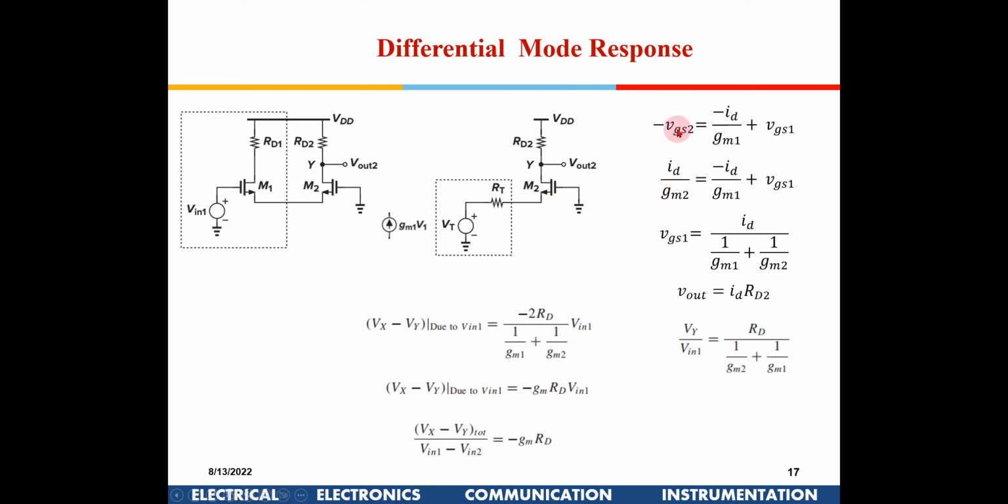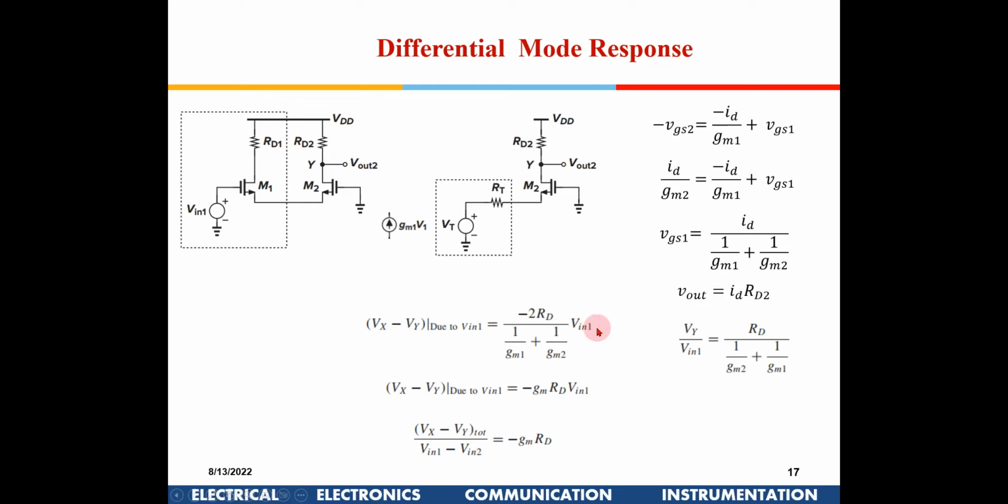Now that VGS I can write as ID by GM2, right? Because ID is GM2 VGS. So I have replaced that out here. Instead of VGS, I have written ID by GM2. So I get one more equation, from which VGS1 I get this particular equation, and Vout is ID RD2. With that, if I try to find the gain out here, this is the gain I get: minus 2 RD by 1 by GM plus 1 by 2 RT.